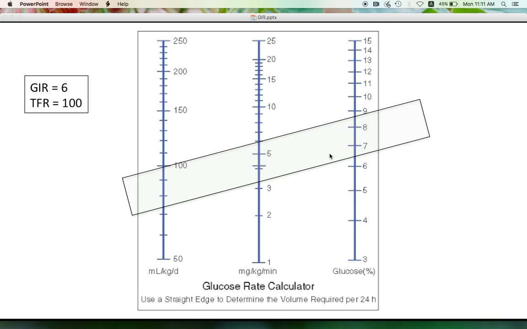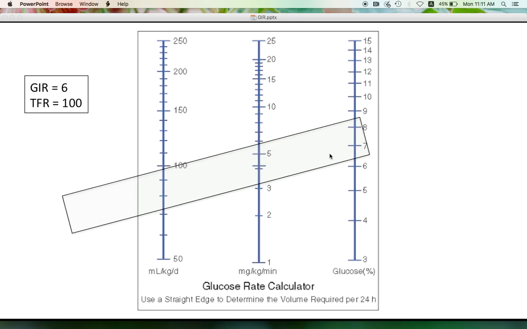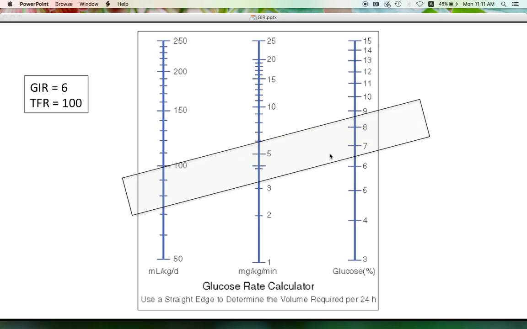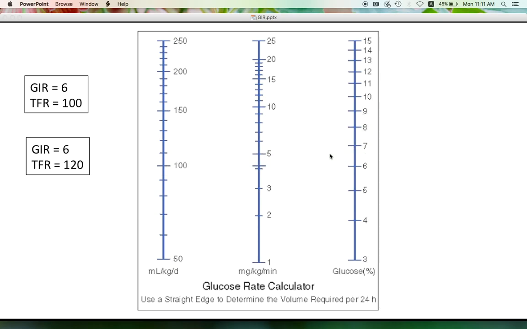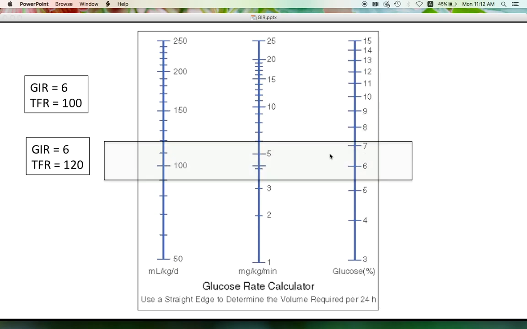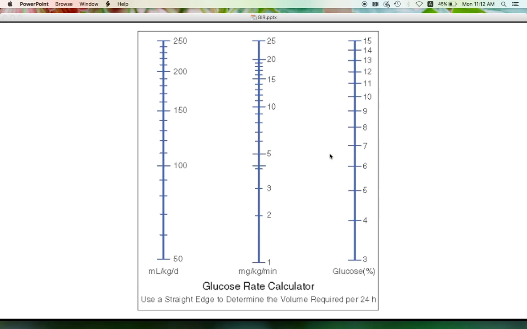Easy, isn't it? Let's take our previous example, where we took a GIR of 6 and a TFR of 120. If we repeat that example here, we will get a desired dextrose percentage of 7.2. This is exactly what we got with our calculations as well. So here you go. You just need to take a print of this GIR calculator and paste it in your working area, and this will take care of everything else.